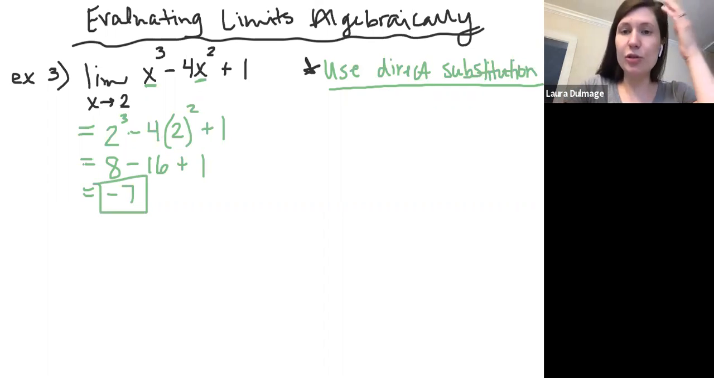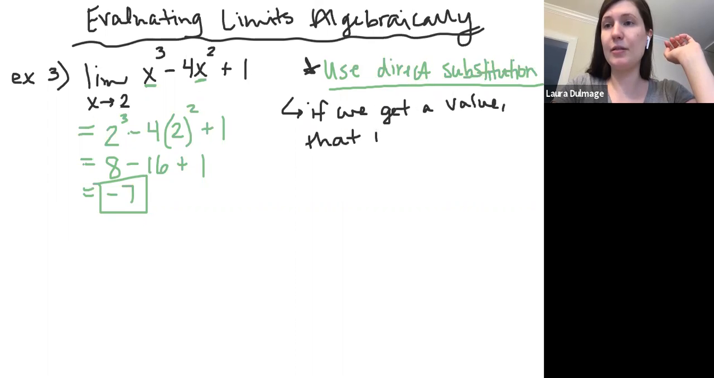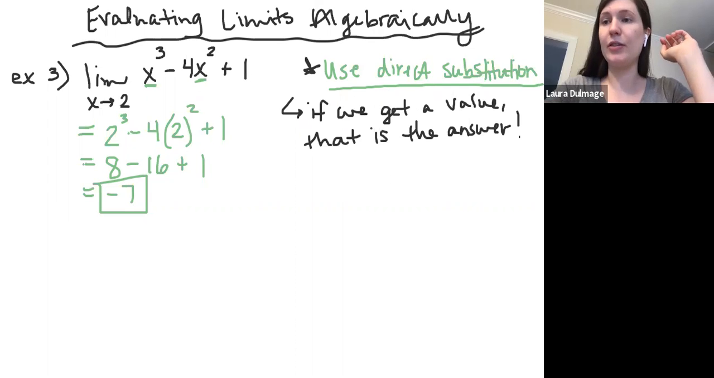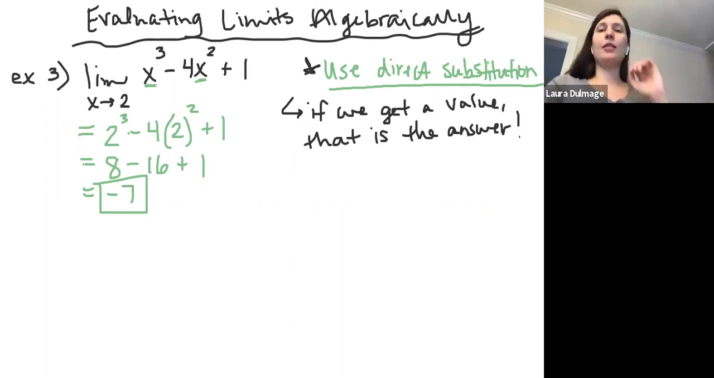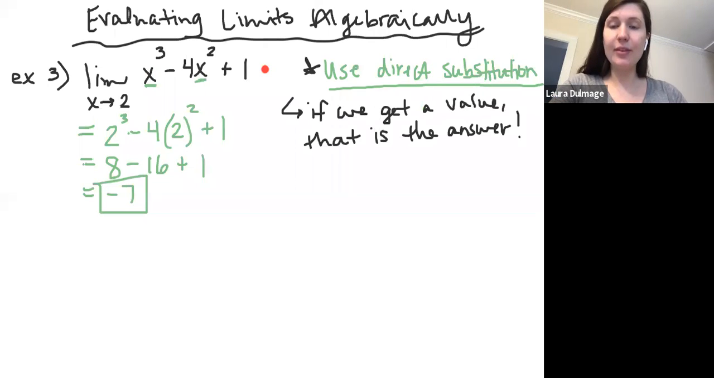So when you use direct substitution, sometimes you can just get your answer. That's the answer to the limit. So if we use direct substitution, if we get a value, that is the answer. And then you're done. That one's pretty nice. That means the coordinate point on this function was 2, negative 7. And so there were no weird things with that function. It was just the limit. Our graph just went to that value on both sides and we were good.